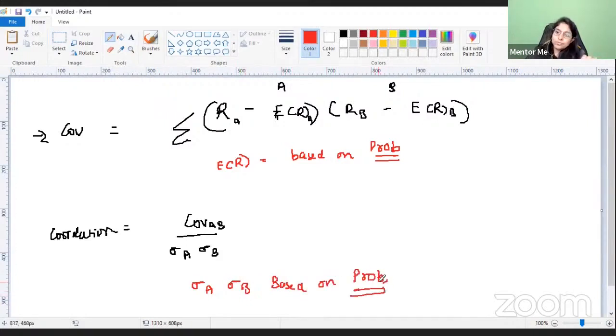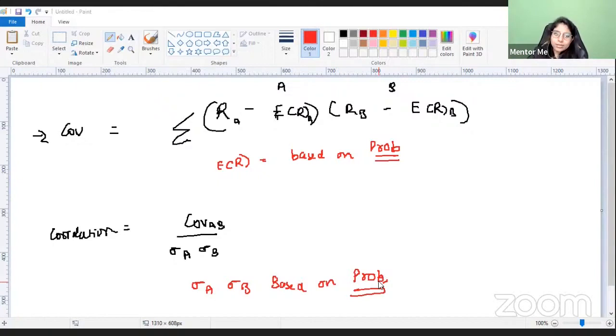Okay. So the underlying expected return and the standard deviation will be based upon probability. Rest, the formula is the same with and without probability for both covariance and correlation. Okay. So I've discussed the meaning, the formula, everything. Now the last point is with respect to correlation values.